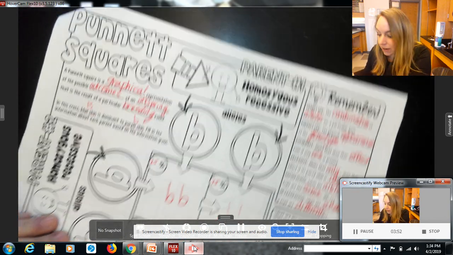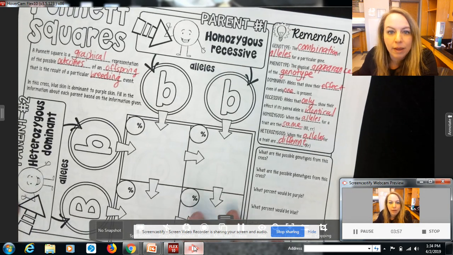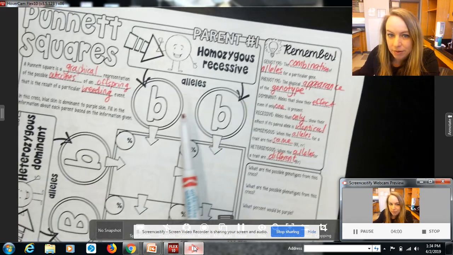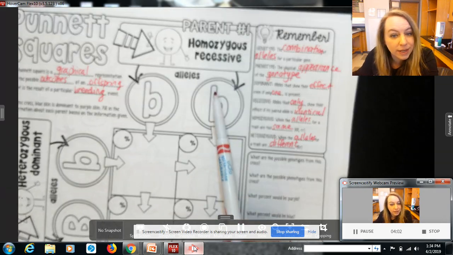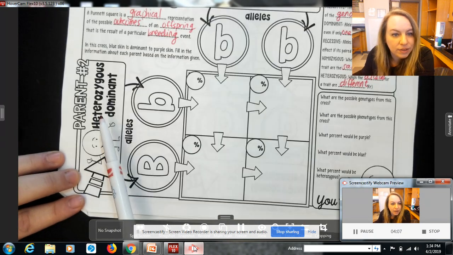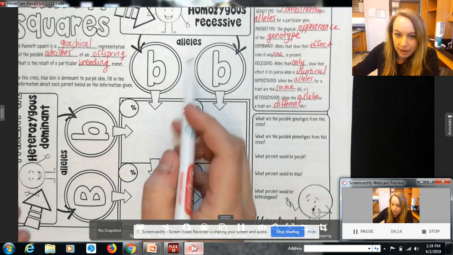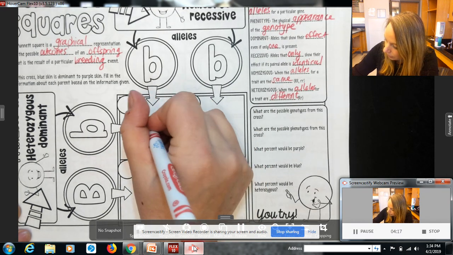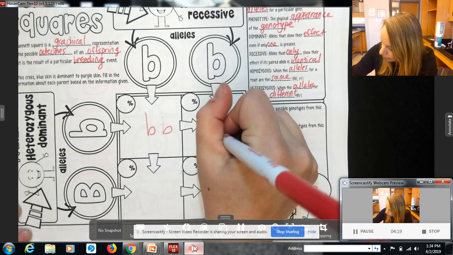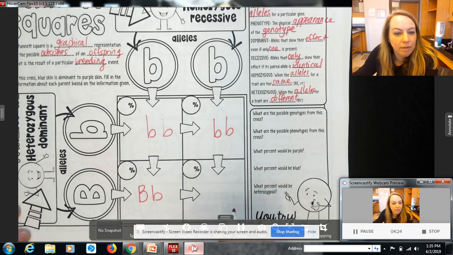I'm going to have you flip to the next page, which has two different parents now. Parent one is homozygous recessive again, so two little b's, but parent two is heterozygous dominant, in other words, there's a big B and a little b. So we're just going to fill in this Punnett square again. I'm going to go little b, little b, little b, little b, big B, little b, and I always write my big B, or my dominant allele, first.